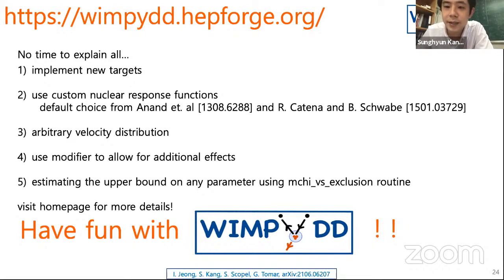I couldn't explain all the details here, such as implementing new targets using custom nuclear response functions. So the default choice is based on these two papers. There is also arbitrary velocity distribution using a modifier to allow for additional effects, and estimating the upper bound on any parameter using this m chi vs exclusion routine. So I'd like to say, please visit the homepage for more details, and thank you for listening to me.